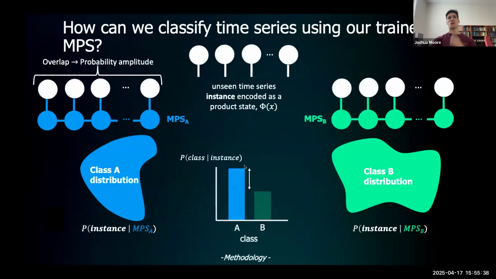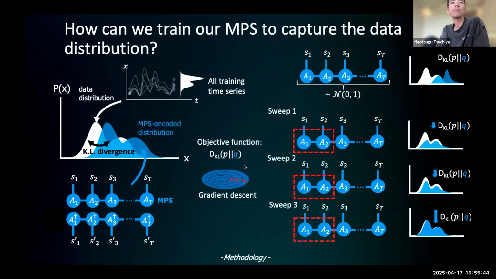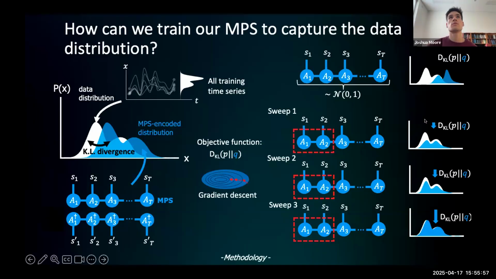And so once we have our MPS, I'm still not following. Can you go back, slide back? Yeah. So in each sweep, are you trying to change this vertical thing and also horizontal thing at the same time? When you say horizontal, vertical, what do you mean? This one. Yeah. Oh, right.